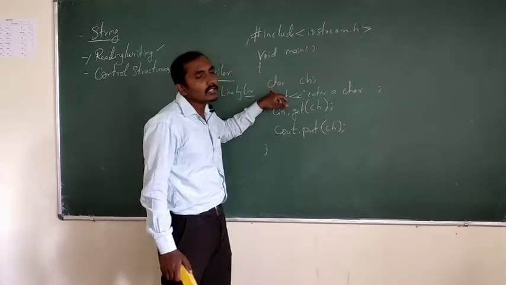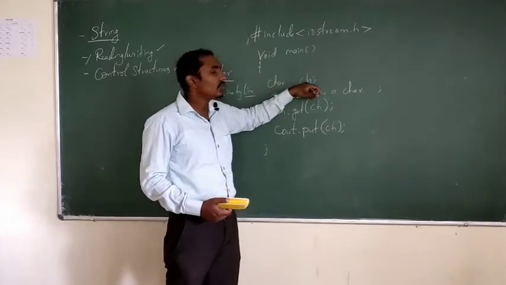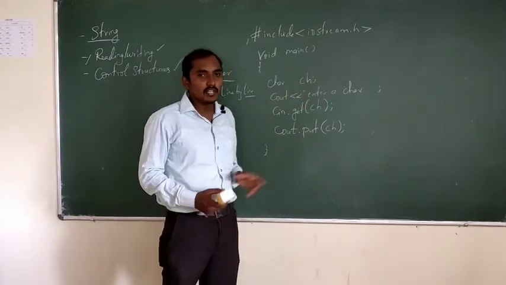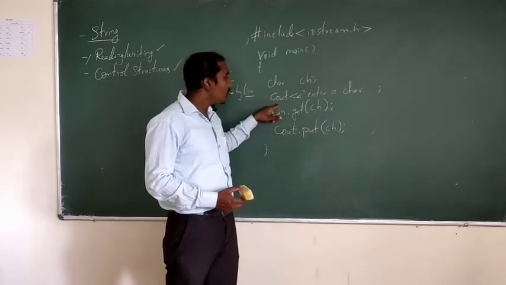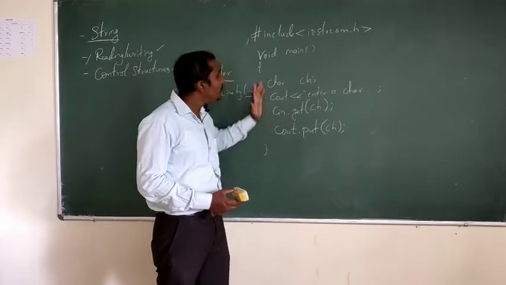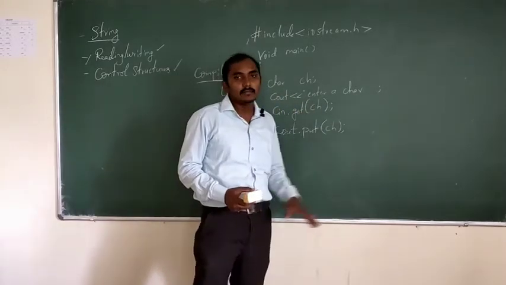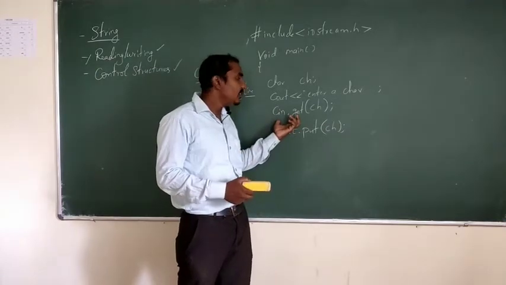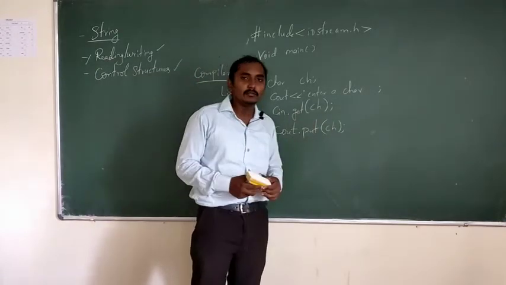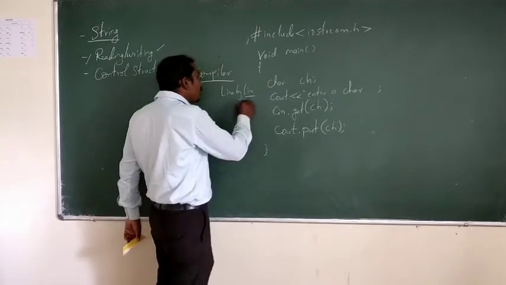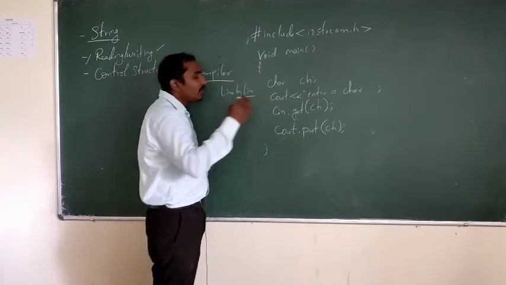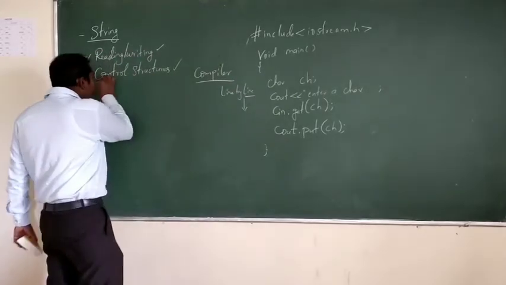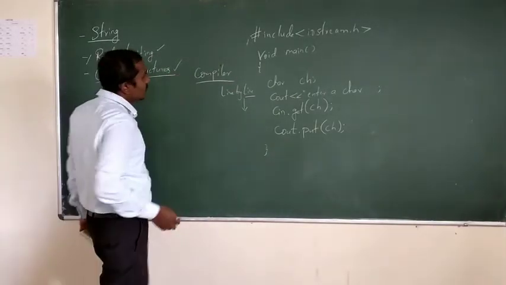When the main function is started, it is going to see the first line. The first line has character ch, so it is going to allocate memory, which is 1 byte, for ch. Then we have a function called cout, which is going to print enter a character. After that we have cin, which is going to read the input, and then we are going to print that input. So execution will be line by line, or in the form of a sequence. To control that execution we will be using control structures.